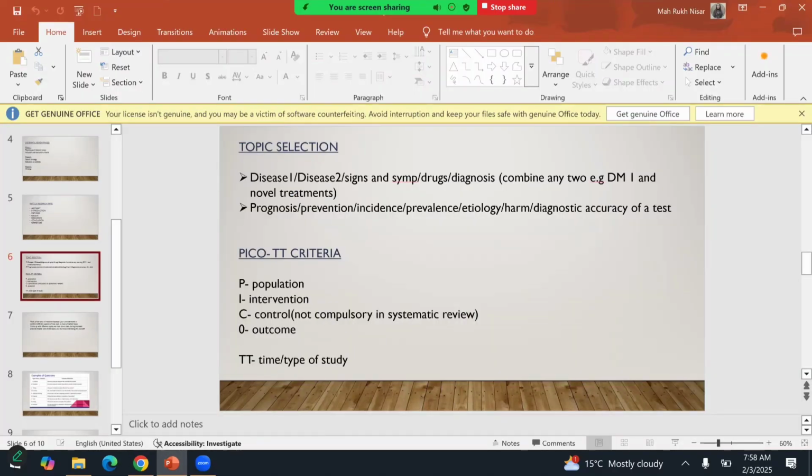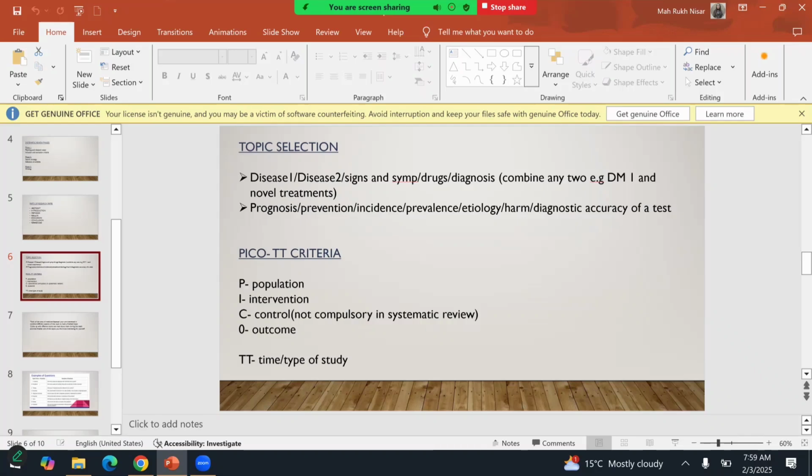So we have to follow PICO-TT criteria in which we have to have a patient population. For example, as we just discussed, we can have chronic pancreatitis patients and an intervention like diclofenac or indomethacin. We had a research article about indomethacin and diclofenac effect in prevention of post-ERCP pancreatitis. So population would be post-ERCP pancreatitis, and intervention is diclofenac and indomethacin, and outcome is prevention.